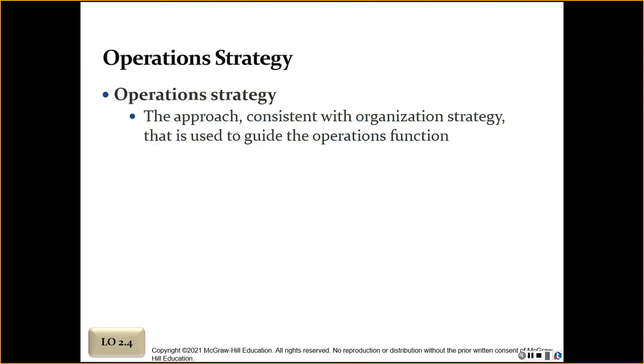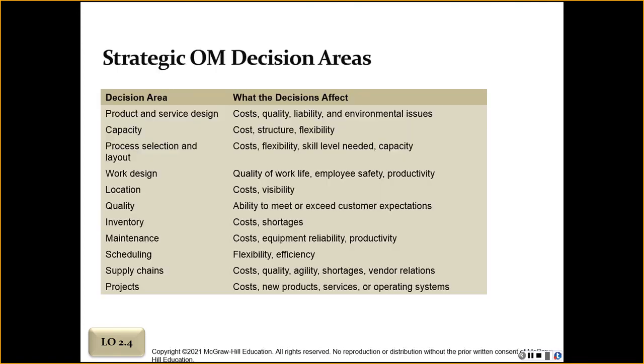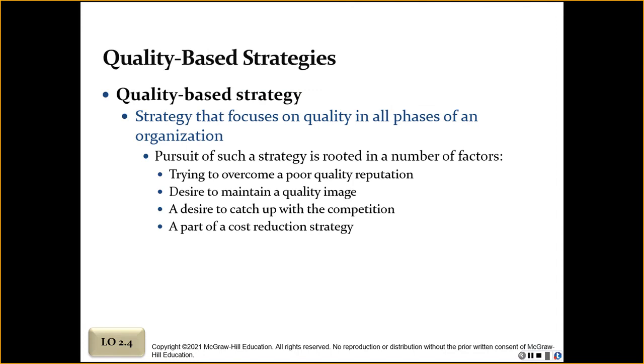All right, so operation strategies, those are derived from the organization strategy. Whatever the organization strategy is, the operations department will take the organization strategies and make their own strategies so that what they do is going to be in line with what the organization wants to have done. All right, one type of operations strategy would be quality-based strategy.